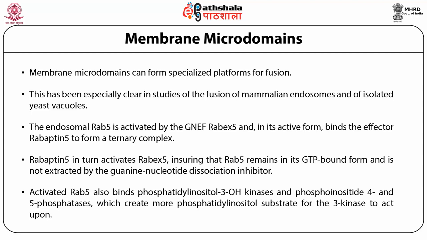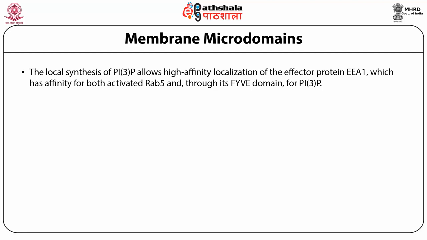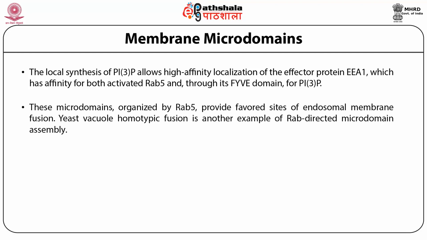The local synthesis of PI3P allows high-affinity localization of the effector protein EEA1, which has affinity for both activated RAB5 and, through its FYVE domain, PI3P. These microdomains organized by RAB5 provide a favored site of endosomal membrane fusion. Yeast vacuole homotypic fusion is another example of RAB-directed microdomain assembly.